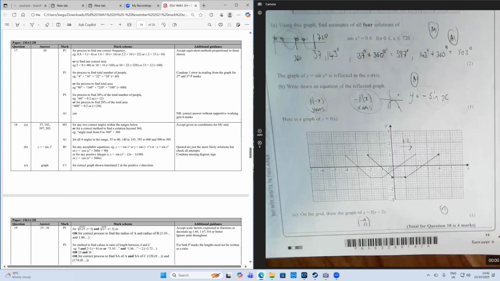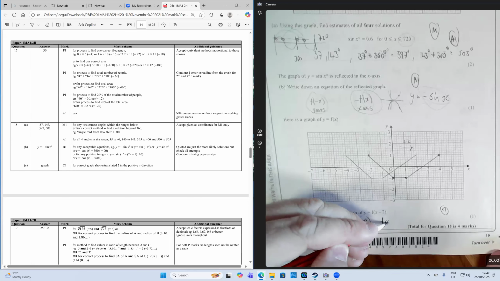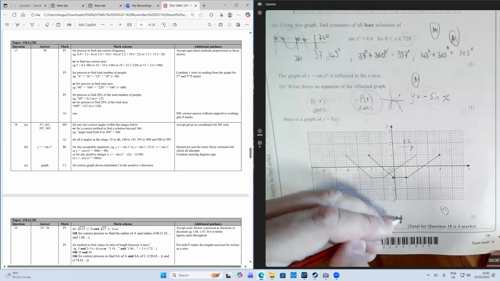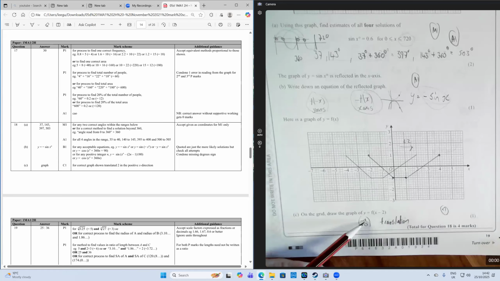Next one. It says here is the graph of y equals f of x. On the grid, draw the graph of y equals f of x minus 2. Now, when you've got this in brackets like this, these are translations. I'll write that down. That is a translation, and when it's inside the bracket, it's a translation by the vector (minus a, 0).